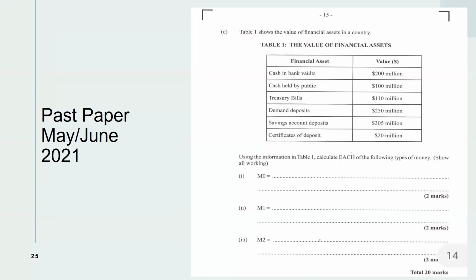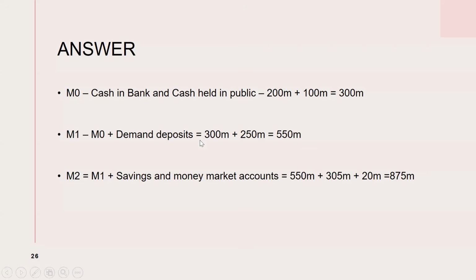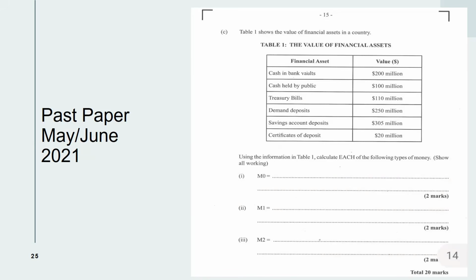Now, let's look at this question. It says table 1 shows the value of financial assets in a country. We have financial assets and the values for each. And then using the information on the table, they want you to highlight the total value of M0, M1, and M2.